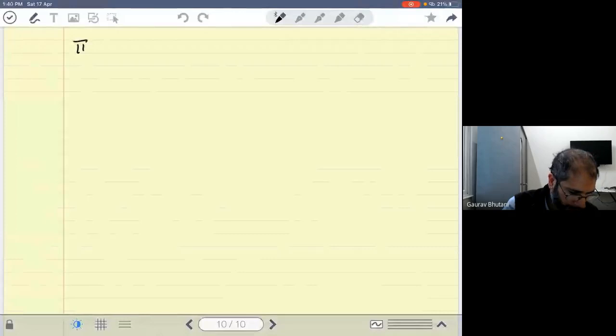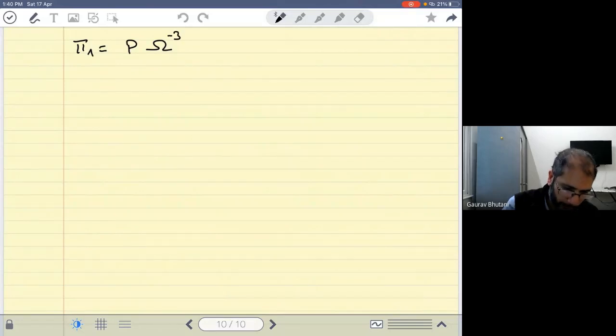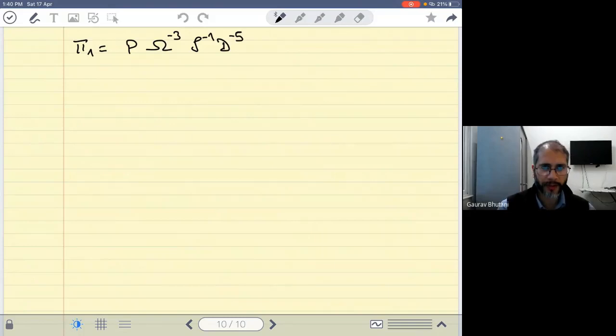1 now is going to be p. The exponent of omega is minus 3, exponent of rho is minus 1, and exponent of d is minus 5. So you can check it yourself. I just want to save time in the lecture here. Hence, I am writing the final expression after solving the 3 equations for a, b, and c.